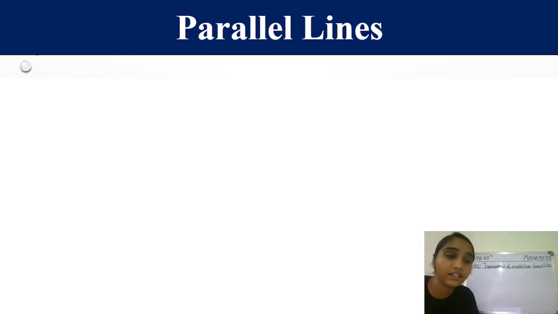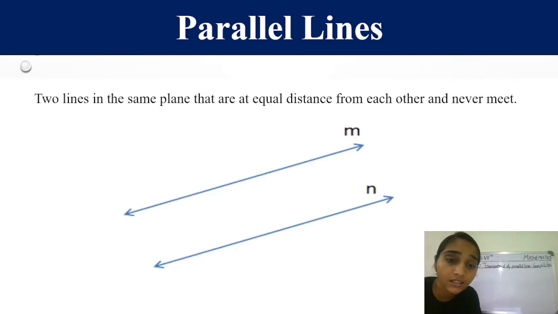So students, parallel lines are those lines in the same plane that are at equal distances from each other and they never meet. Parallel lines are those having equal distance from each other, equal distance everywhere, and they never meet. Will these lines meet? No, they will never meet. If I extend these lines like this, see, they are not going to meet each other. So they are the parallel lines.